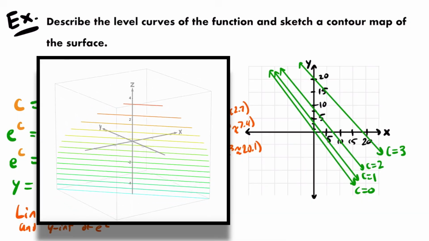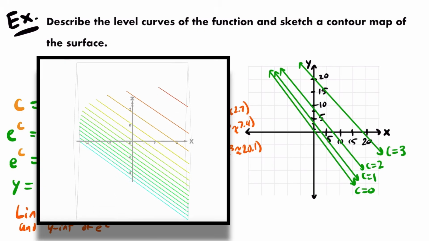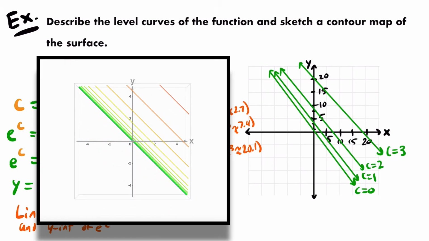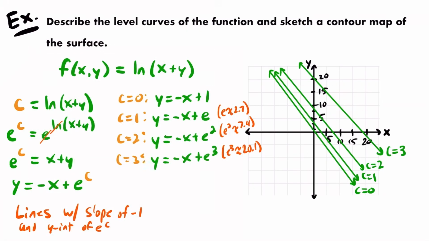And so if you do look at the surface from the top down, just looking at the level curves, you will see a very similar contour map to what we sketched. All right, all of the level curves are lines. And so with that, that is it for this example, which is the last example for this video of sketching a contour map.